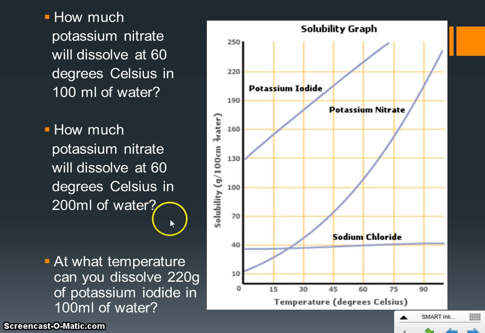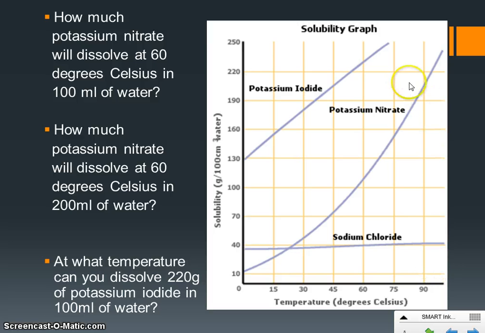All right, then the second question here, very similar to the first. The first one said, how much potassium nitrate will dissolve at 60 degrees? And we said that was 115 grams of potassium nitrate. The second question says, we're still at 60 degrees. How much potassium nitrate will dissolve at 60 degrees? But this time it's in 200 milliliters of water instead of 100.